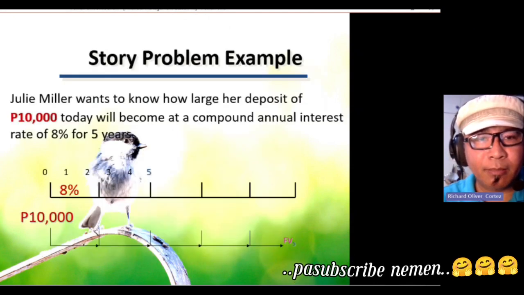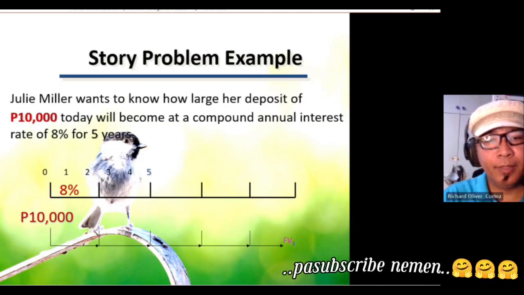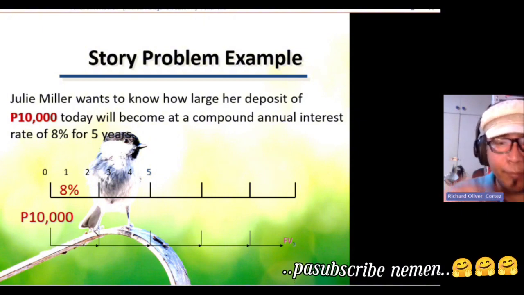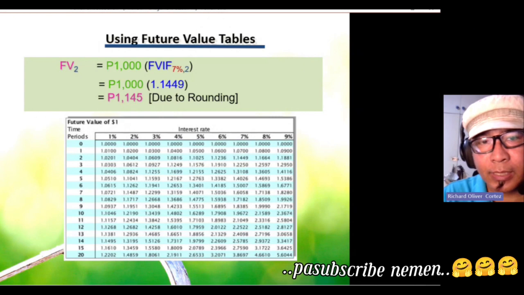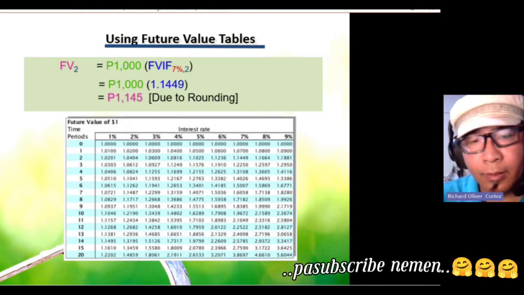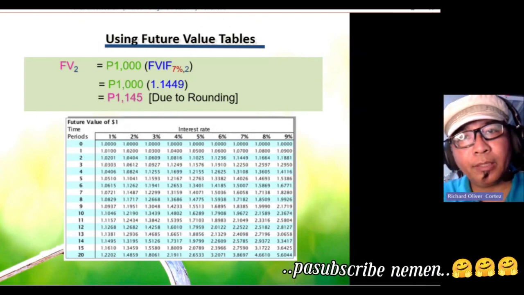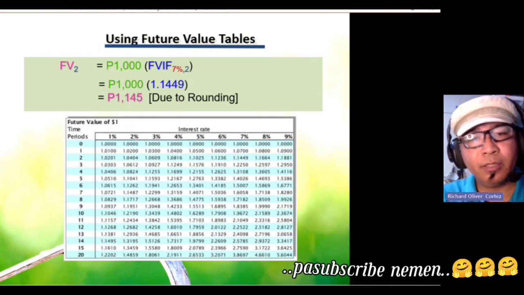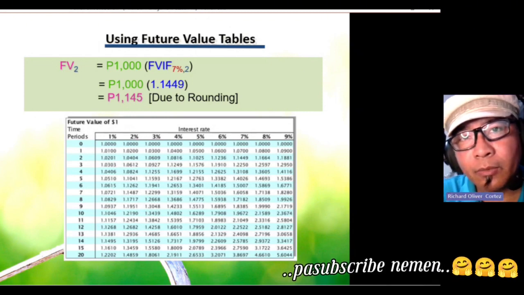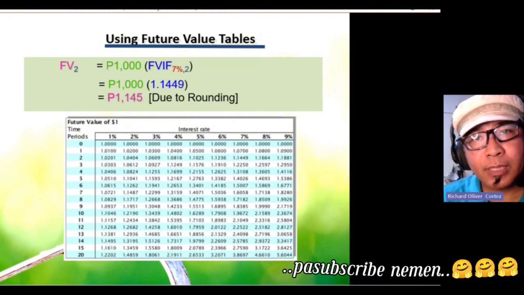Ayan. So, ito naman ay sample ni Julie. So, take note guys, no? Sa compound, hindi lang sa ating sample kasi dito, we computed the interest annually. But in reality, you can compute the interest either semi-annual, ibig sabihin every 6 months. No? You can compute the interest quarterly, ibig sabihin every 3 months.